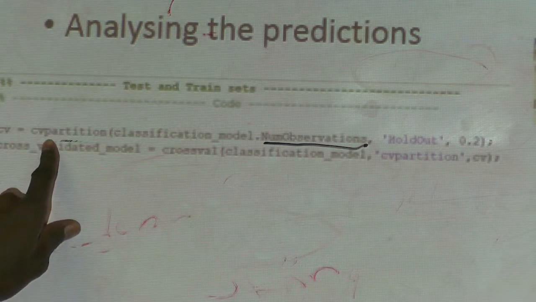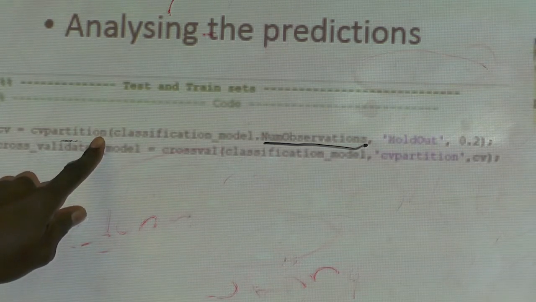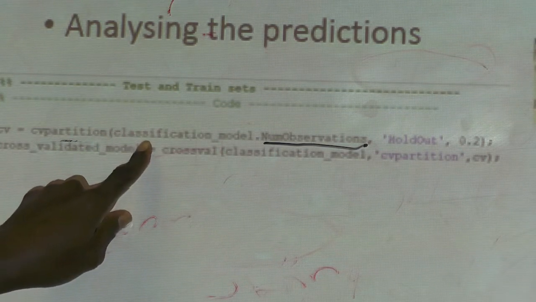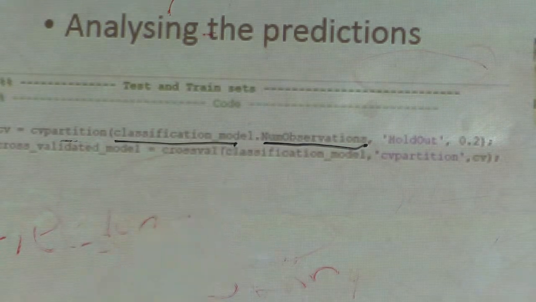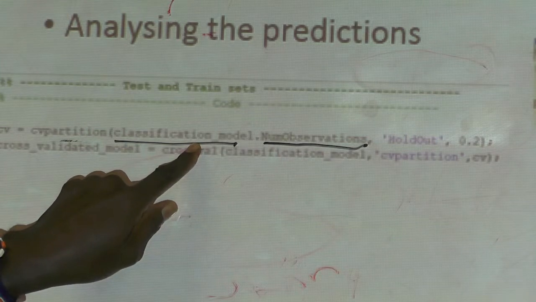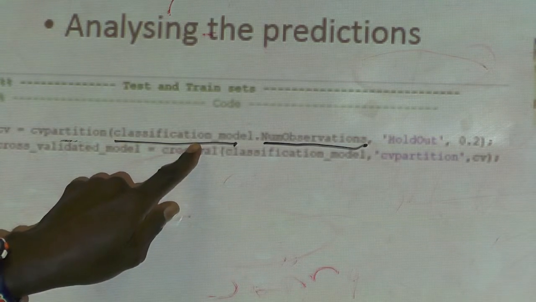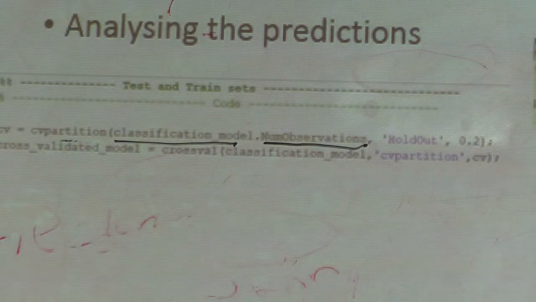Now, I will use what we call cvpartition with classification. Where do I get this from? Remember, this is the initial data I've trained. Are you following? Now, I will use that. Now, I will say the number of observations. How many do I want? I want 20% to be kept for me.